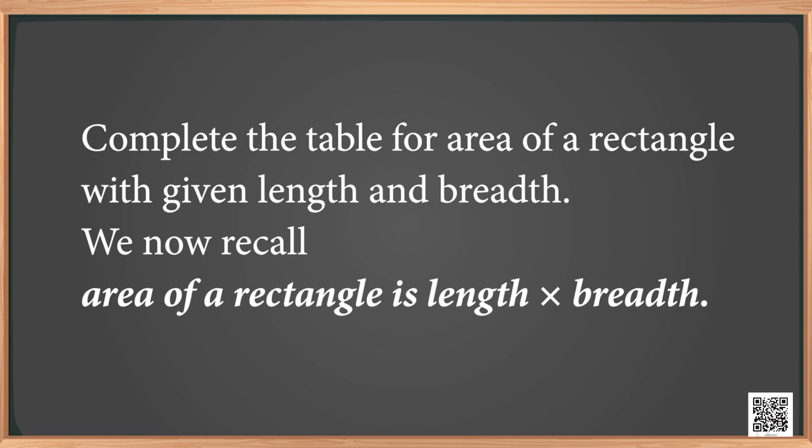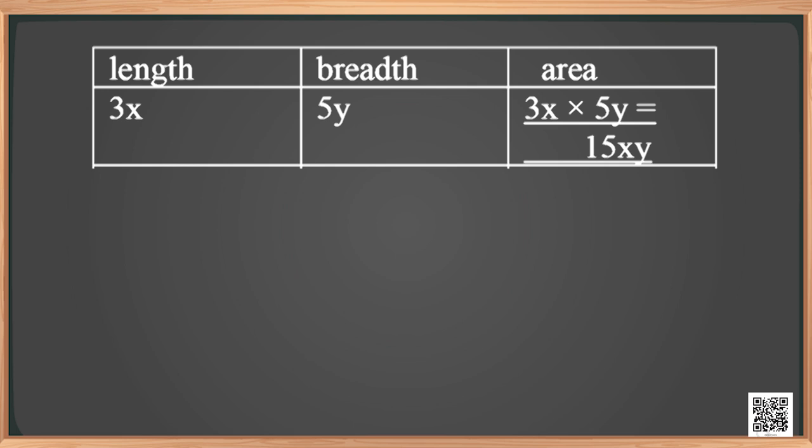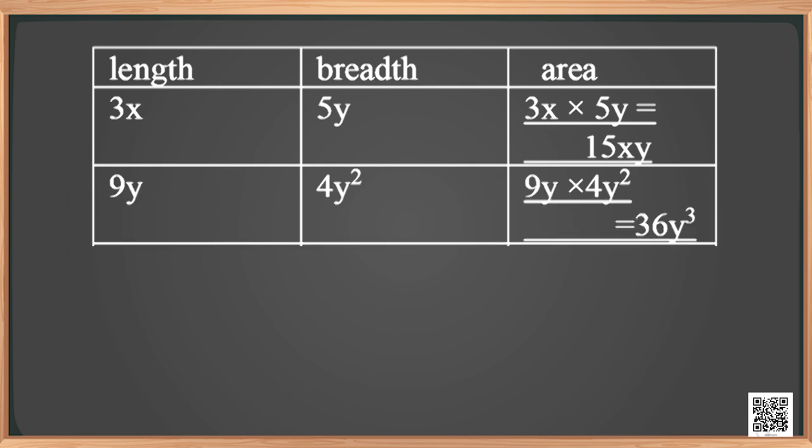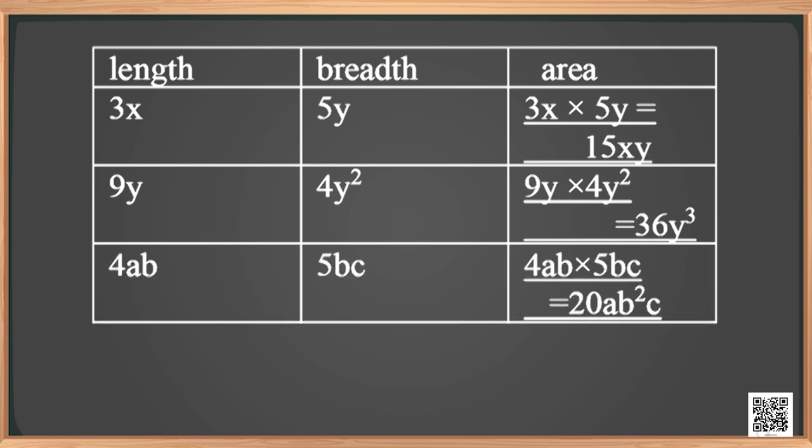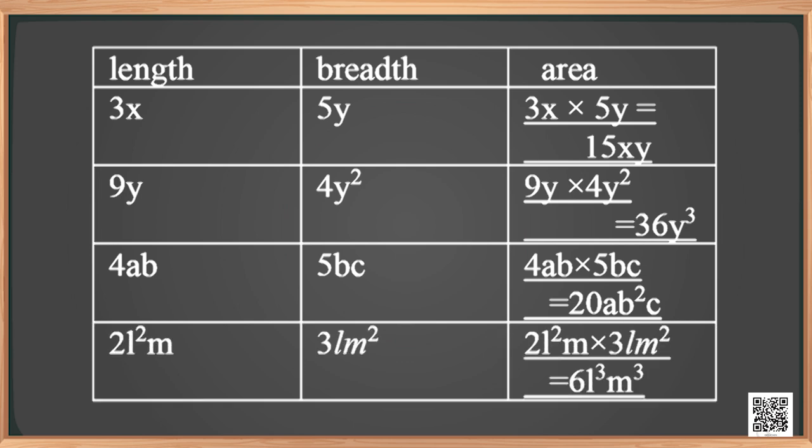In the first case, the area of the rectangle is equal to 3x into 5y, that is equal to 15xy. Whereas in the second case, the area of the rectangle is equal to 9y into 4y square, which is equal to 36y cube. In the third case, the area of the rectangle is 4ab into 5bc, which is equal to 20ab square c. Coming to the last case, the area of the rectangle is equal to 2l square m into 3l m square, which is equal to 6l cube m cube.